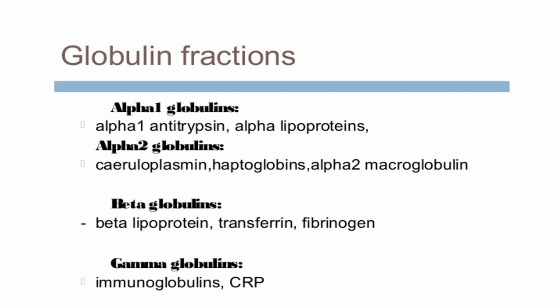Now this slide shows you the various fractions of the globulin, and the one thing which you must remember is that except gamma globulins, the alpha and the beta globulins are synthesized by the liver. We have already gone through the description of the alpha and the beta globulins, and in the next slide we will discuss them.